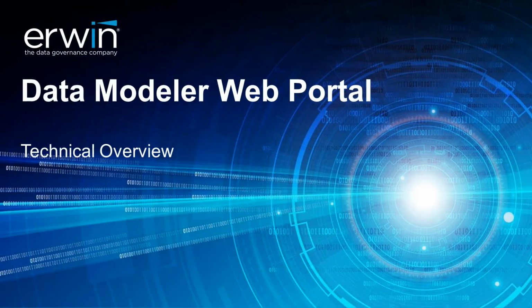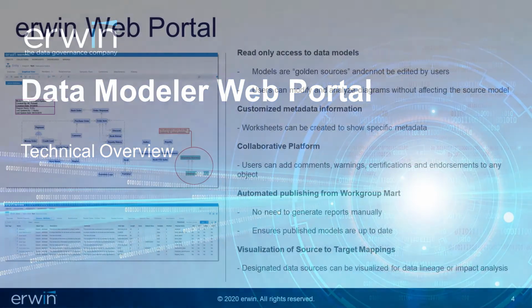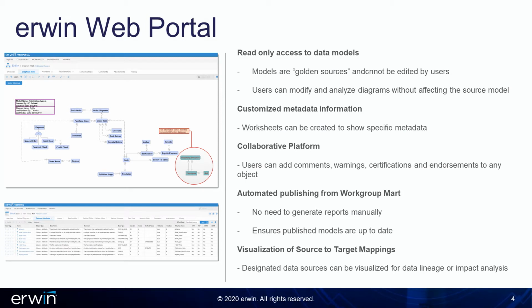Hello, world. I'm going to take you through a brief technical overview of Erwin's Data Modeler web portal. Erwin's web portal provides read-only access to your data models and customized metadata information. It's also a collaborative platform. It can be used to automatically publish models from your workgroup MART, and it can also be used to visualize source-to-target mappings as defined in your models.